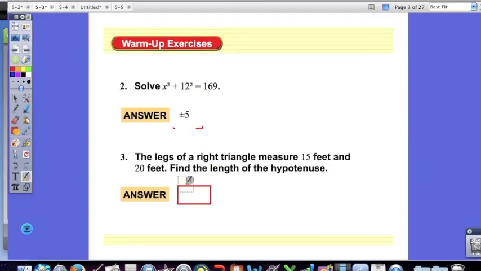The legs of a triangle are 15 feet and 20 feet, find the hypotenuse. 15 squared plus 20 squared equals the answer. Add them all up, you get 625. The square root of 625 is 25.